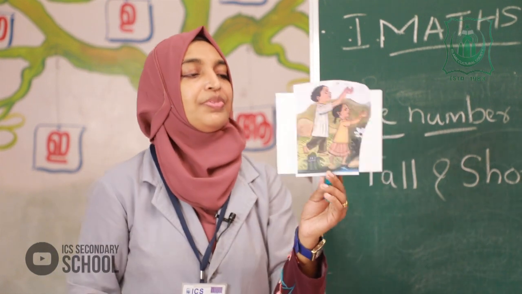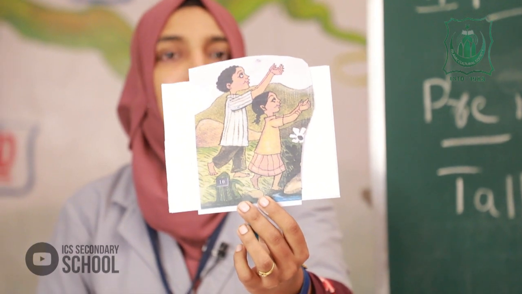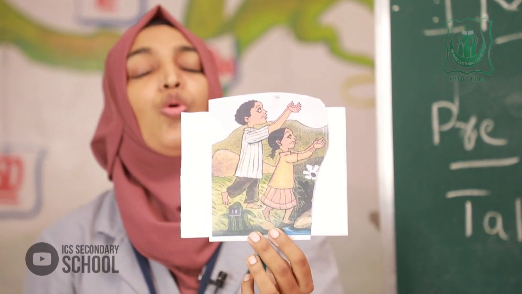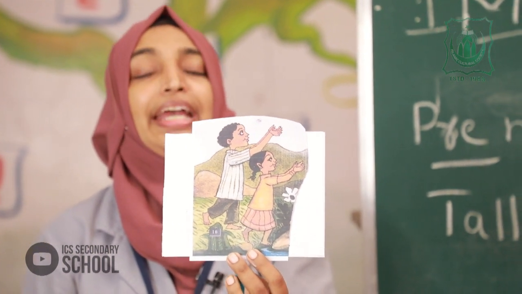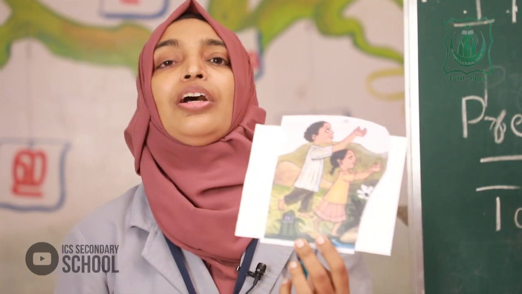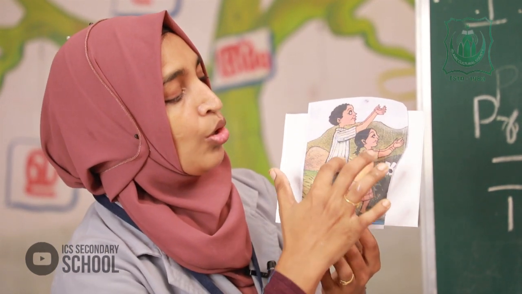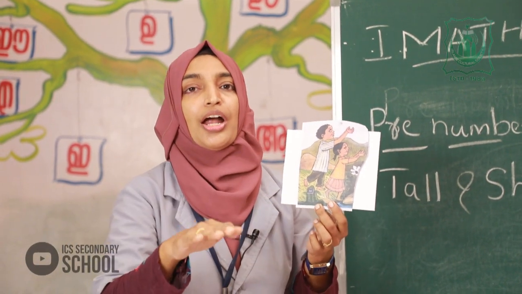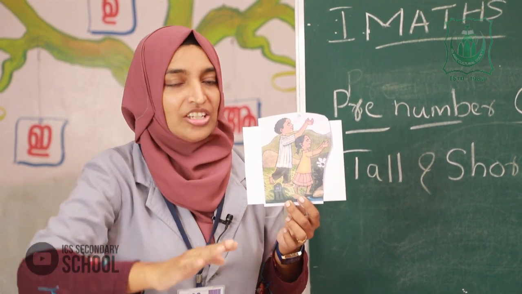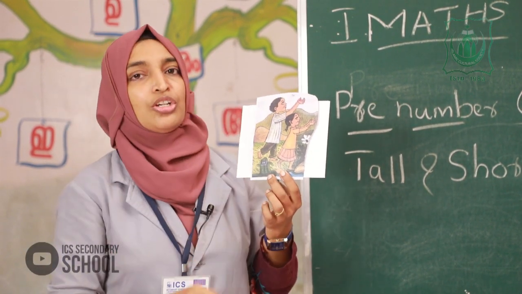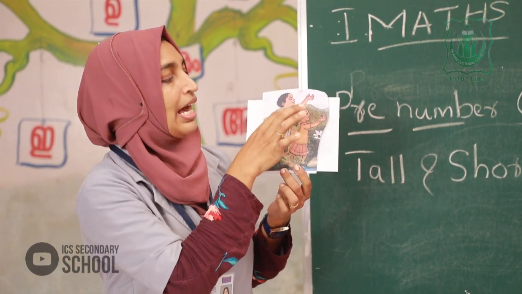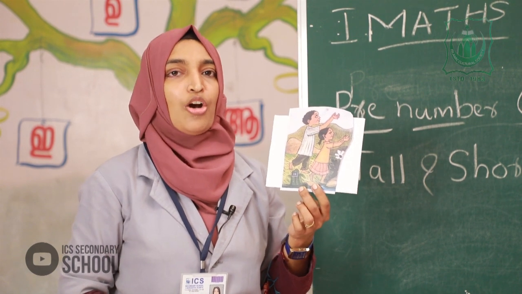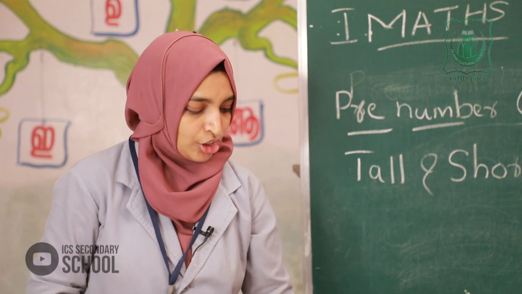I show you a picture. Can you see this picture? In this picture, we can see a girl and a boy. Here, who is tall? Yes, the boy is tall. The boy is tall and the girl is short. You got the idea of tall and short? Yes, tall and short.